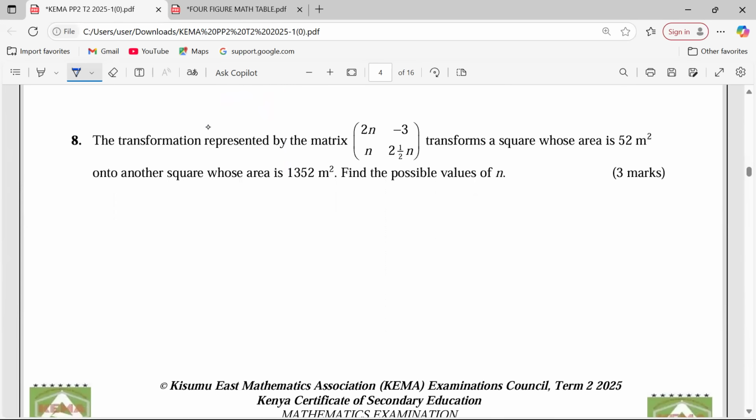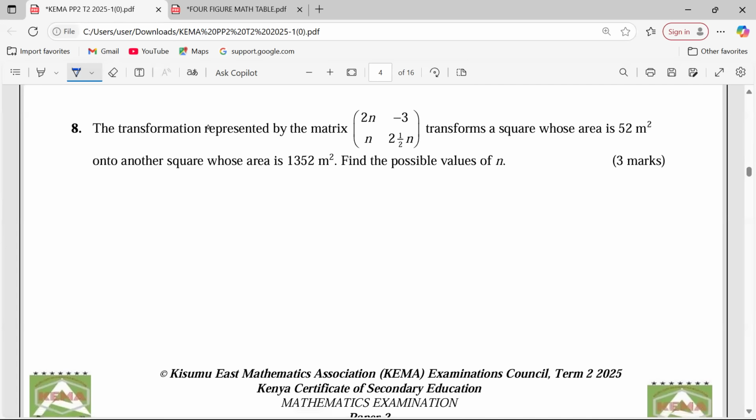Are we together in number 8 now? The transformation represented by the matrix 2n, minus 3n, n, 2.5n transforms a square whose area is 52 square meters onto another square whose area is 1352 square meters. Find the possible values of n. So n will have possible values, and we shall look at those possibilities.